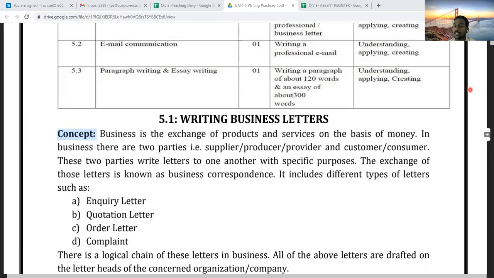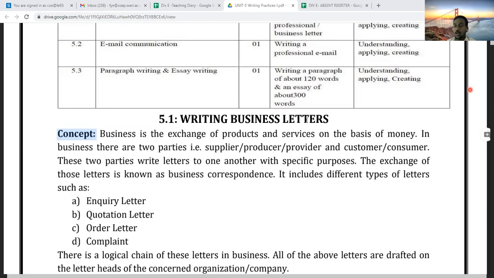So in return, what do you give? Suppose that you buy a mobile, in return you give money, or if you sell some service, you receive money. So on the basis of money, you get something and you give something. So business is nothing but give and take. Give and take of what? Give and take of products, services and money.